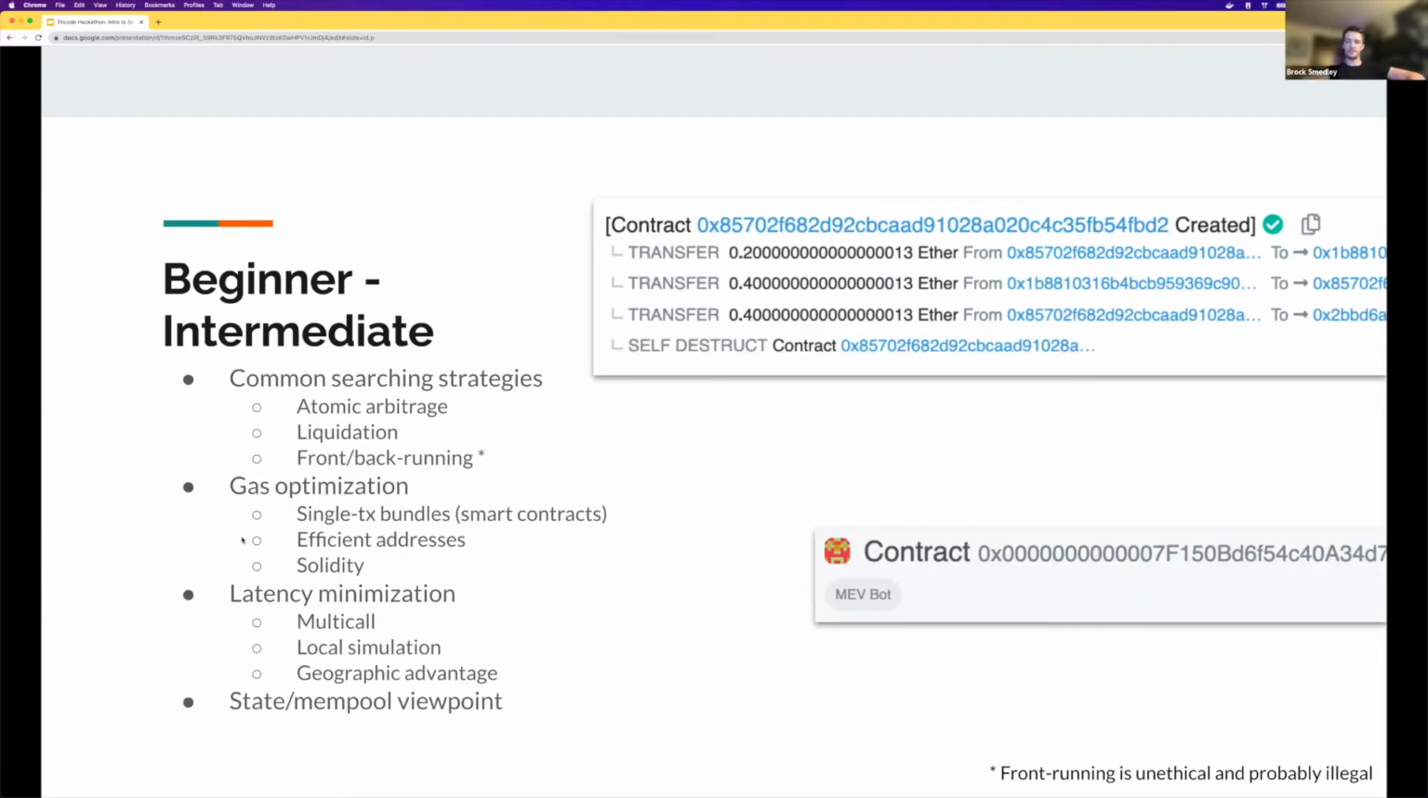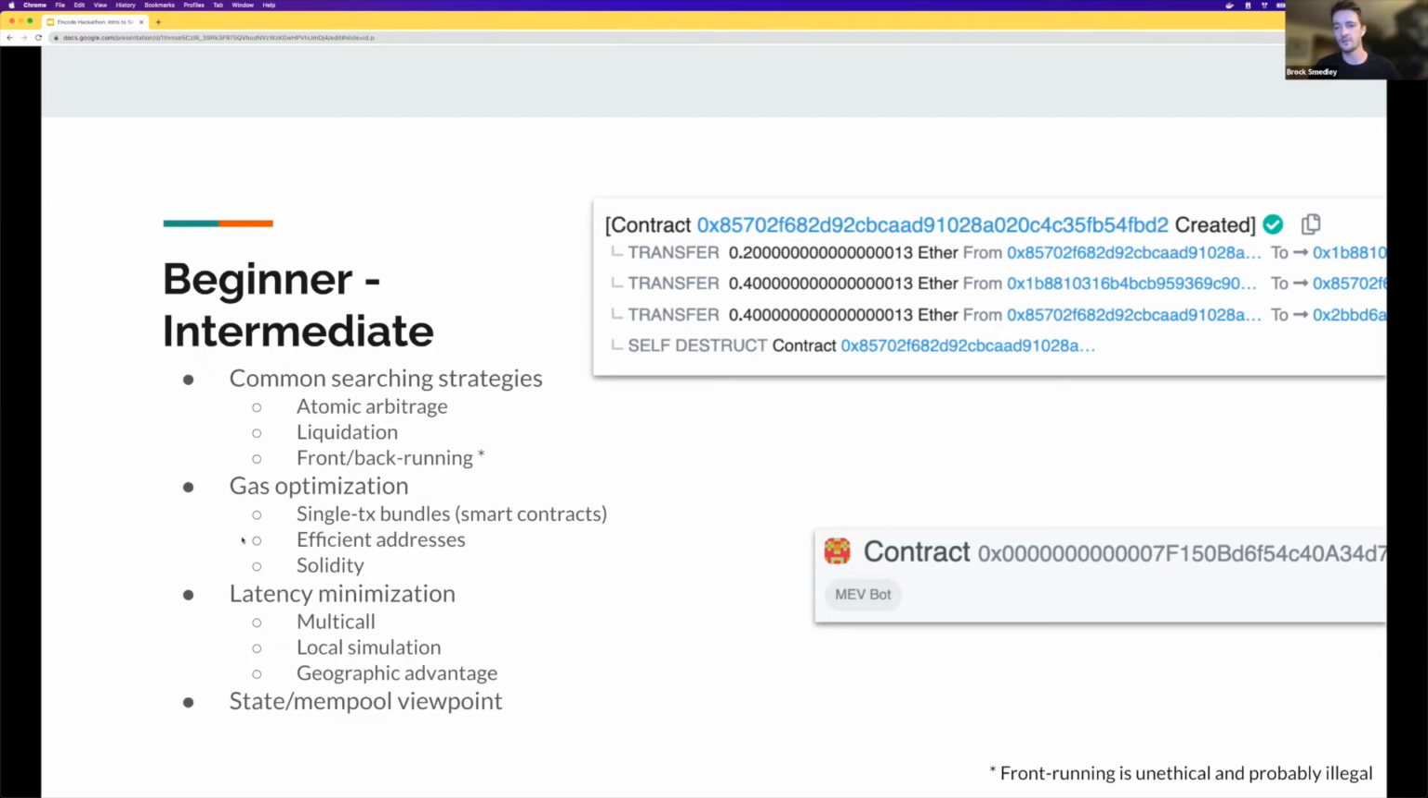Okay, so this is going to be the fun stuff. Real quick, I'll just introduce some common searching strategies and explain what they are for people who aren't familiar. And then I'll talk about how to iterate on those strategies.